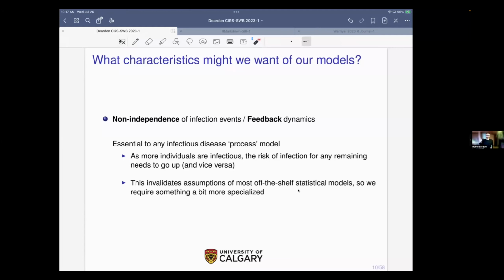That's not true with infectious diseases, right? If I am in a room with people who have influenza, my risk of getting influenza is much higher than if I'm in the same room and nobody has influenza in that room, right? So the response, if you like, affects the response of other individuals. So another way of thinking about that is you have some sort of feedback where infection drives infection. Okay. And that's one of the reasons we don't tend to use off-the-shelf statistical models, we use these more mechanistic models.